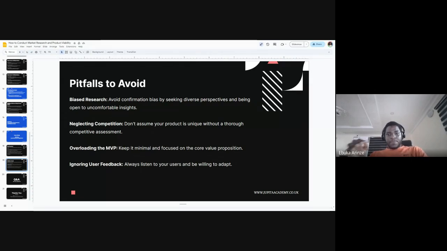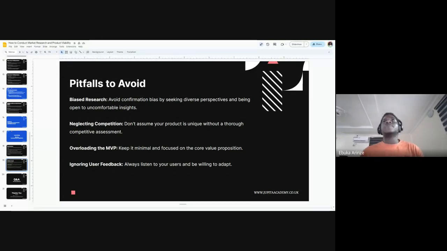Bias research. You should not, because most times we product managers and founders have our own perspective on the problem. We feel that this problem is real, and most times, having that in our mind, we're not able to make very informed decisions or understand insight. We're not able to have those informed conversations.